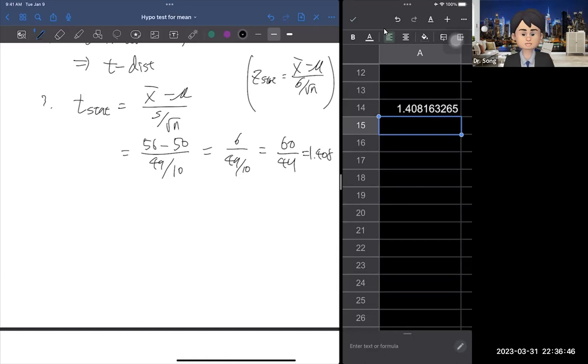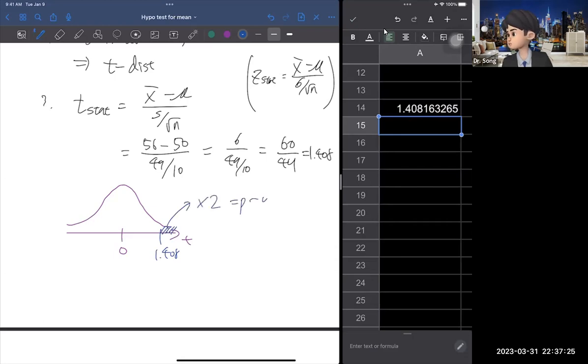Now, same as the previous question, you can either compare the test statistic with the critical value, or you calculate the p-value and then you compare with the alpha level. Now, in this question, let me calculate the p-value and compare with the alpha level. So here, I have a t-distribution. This is a t-distribution, and here is a 0. And then our test statistic is located here, 1.408. But since the test is a two-sided test, I need to calculate this one and then multiply by 2, then I can get this p-value.